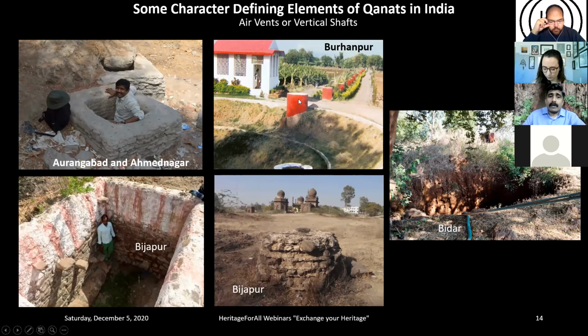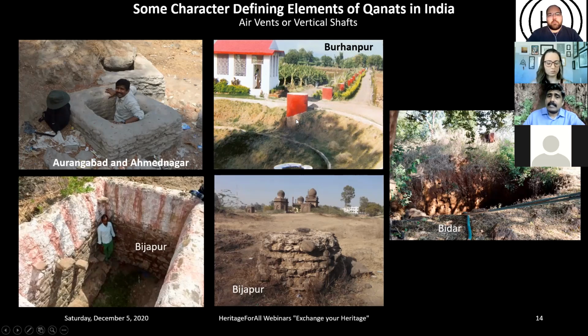Now here, in the second photograph, where you see the red round things, it is in Burhanpur. This is the mother well area, from where you'll find a beeline of air vents. These are again 1 meter in diameter.